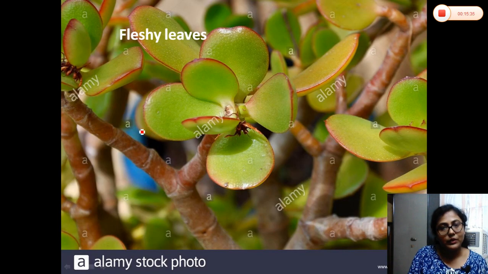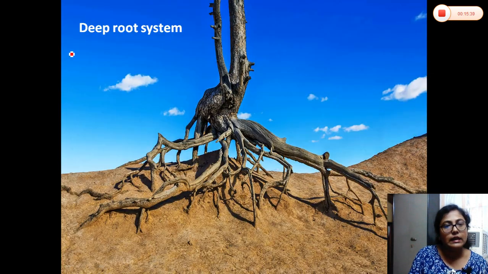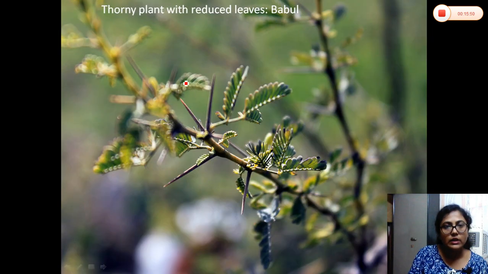Now you can see this one is the fleshy leaf. Deep root system, this is the stunted growth, and this is the deep root system, the roots are going deeper into the soil. Thorny plants with reduced leaf, this is the babul tree, okay, thorny plants, see thorns are found here and leaves are small.